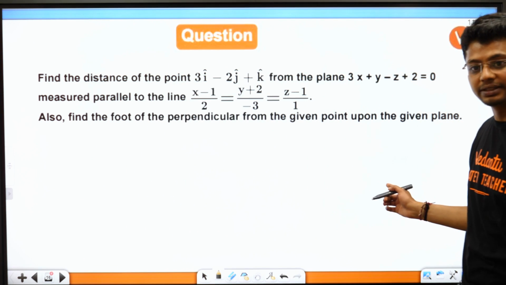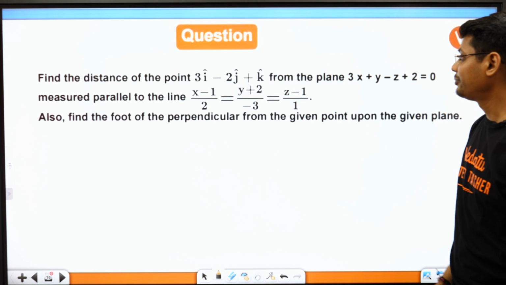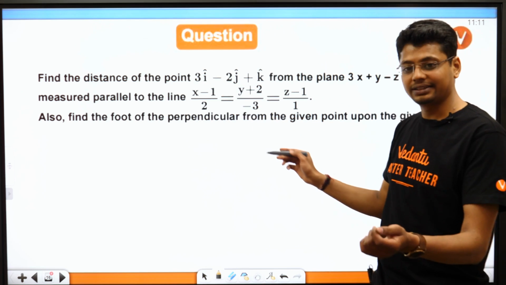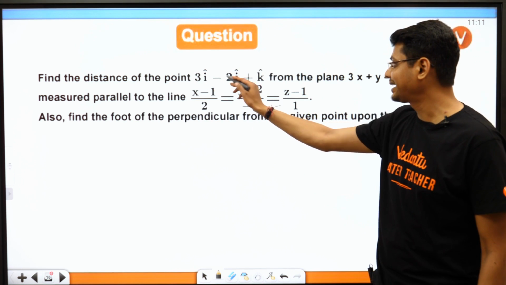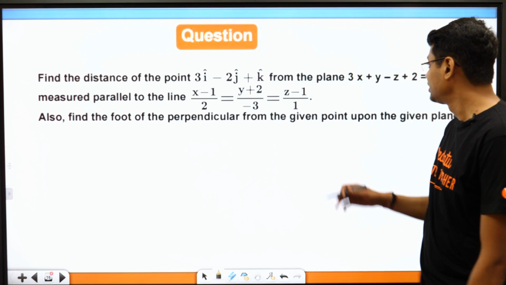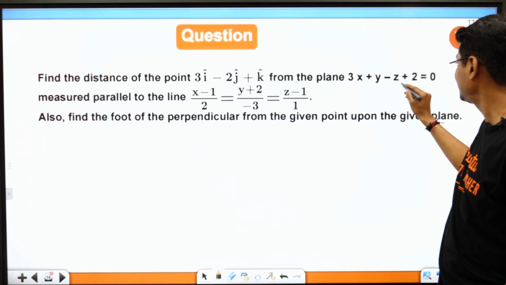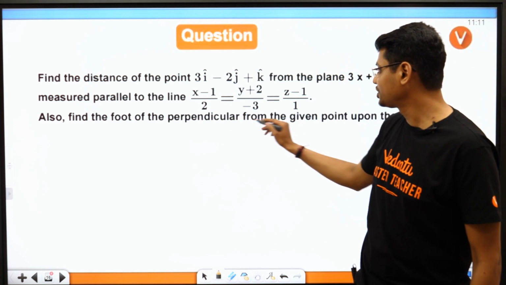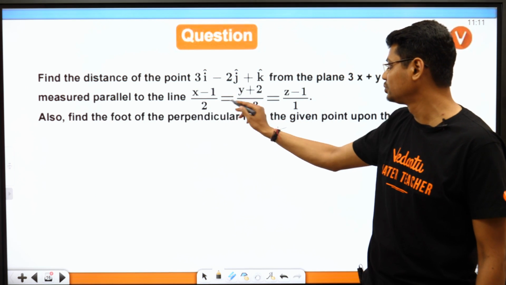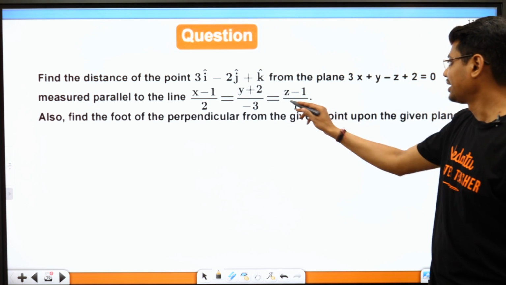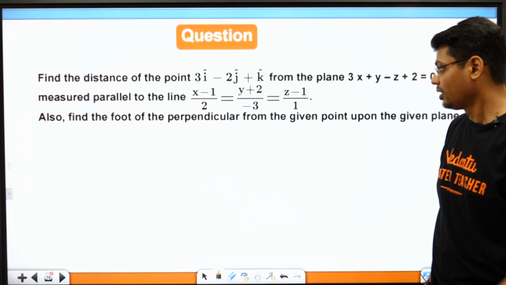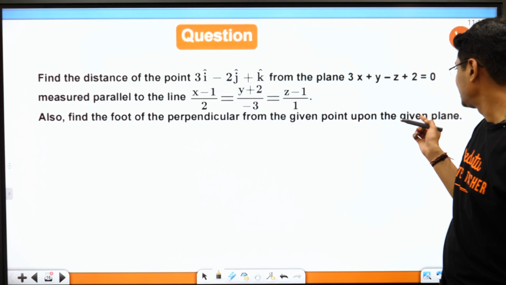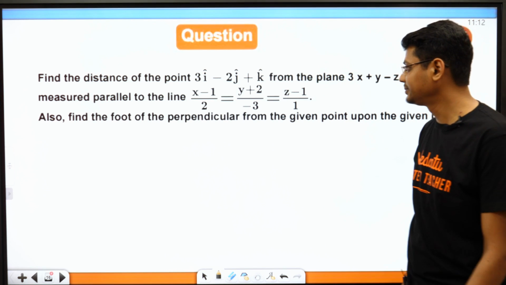So this is again a typical 6-mark question. We have been asked to find the distance of this point, whose position vector has been given as 3i cap minus 2j cap plus k cap, from this plane 3x plus y minus z plus 2 equal to 0, measured parallel to the line. The equation of the line has been given: x minus 1 by 2 equal to y plus 2 by minus 3 equal to z minus 1 by 1. Also we have been asked to find the foot of the perpendicular from the given point upon the given plane. Alright.